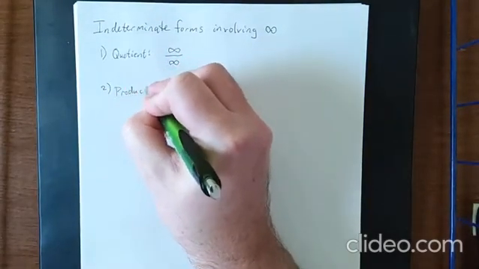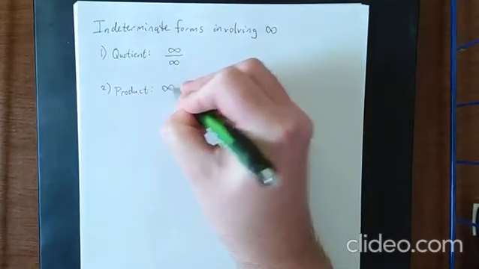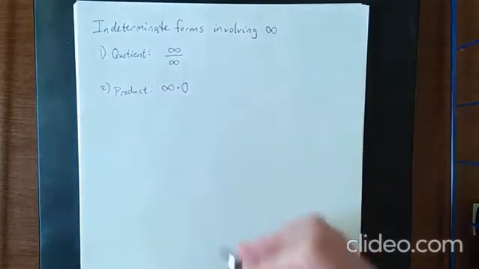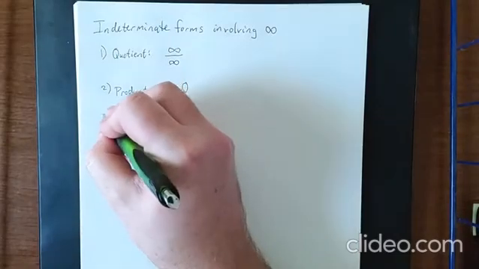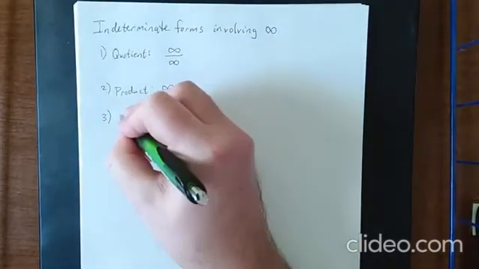The indeterminate product is when you have something that is approaching infinity multiplied by something that is approaching zero. 0 times anything should be 0, and anything times infinity should be infinite, so the product of those two quantities would be a contradiction as well.